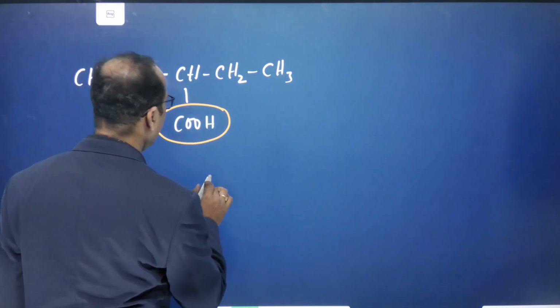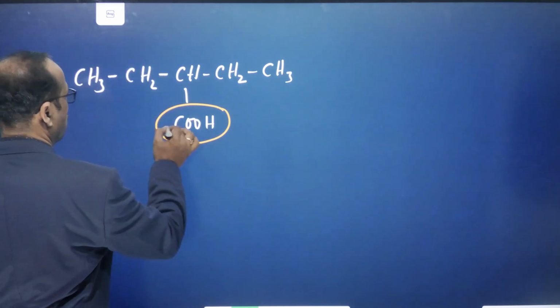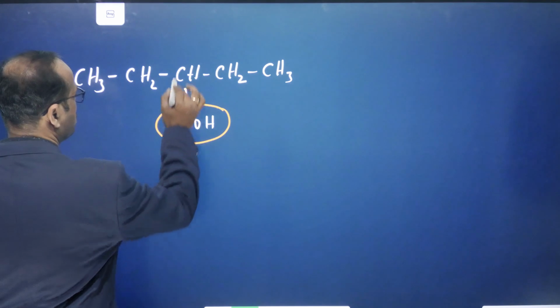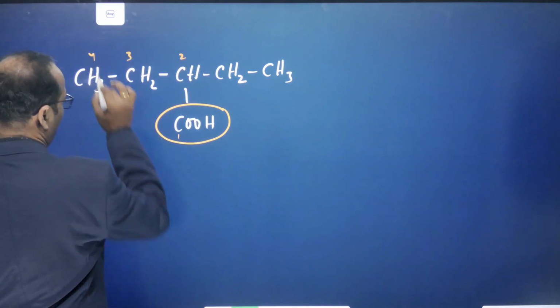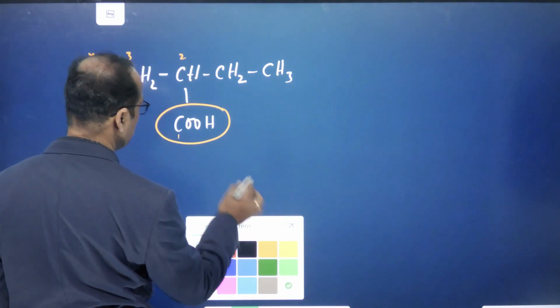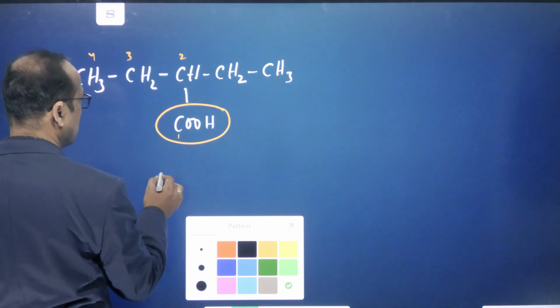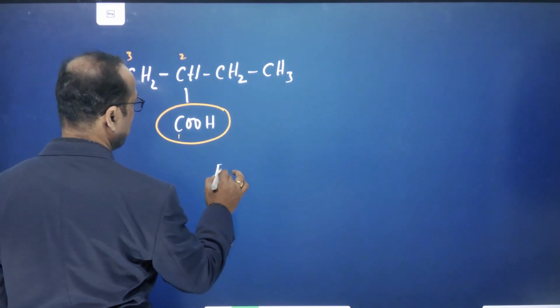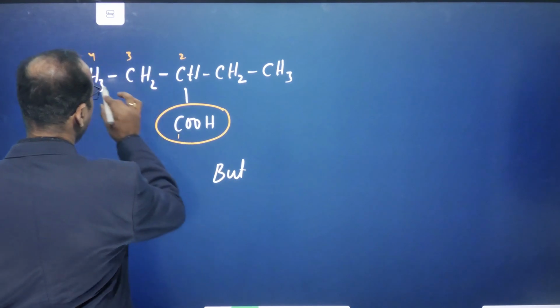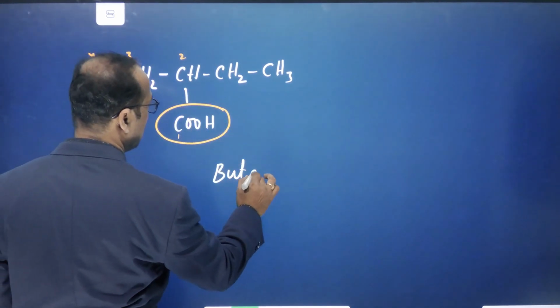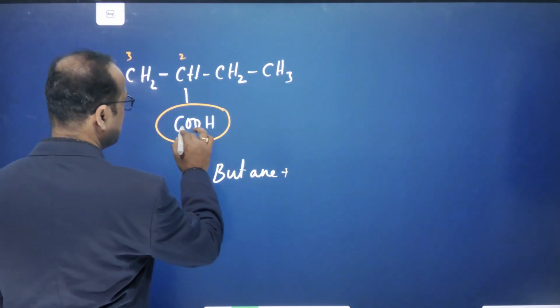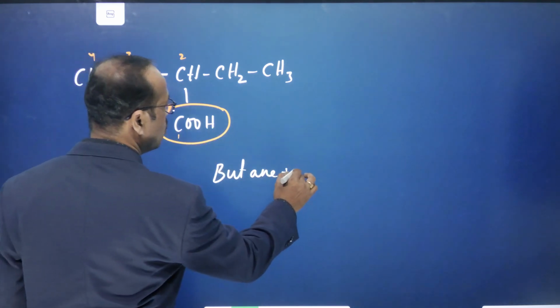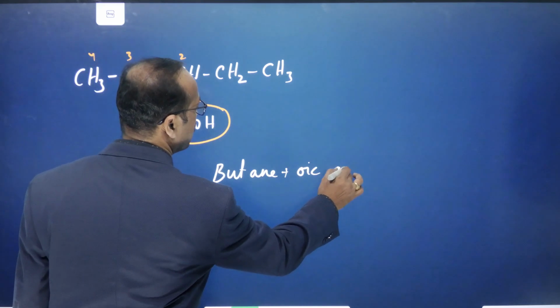So you start counting from this chain. Give number 1 to this carbon, then 2, 3, 4. In this chain, only four carbons are there. Four carbons is called what? But. All single bonds are there, so "ane". And this is what? COOH, carboxylic acid, oic acid.